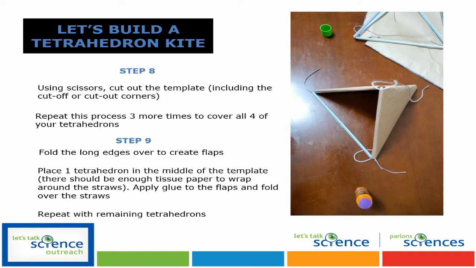Once we have our tetrahedron covered in tissue paper, the last thing we need to do before moving on is repeat with the remaining tetrahedrons. Each one should be covered in tissue paper.